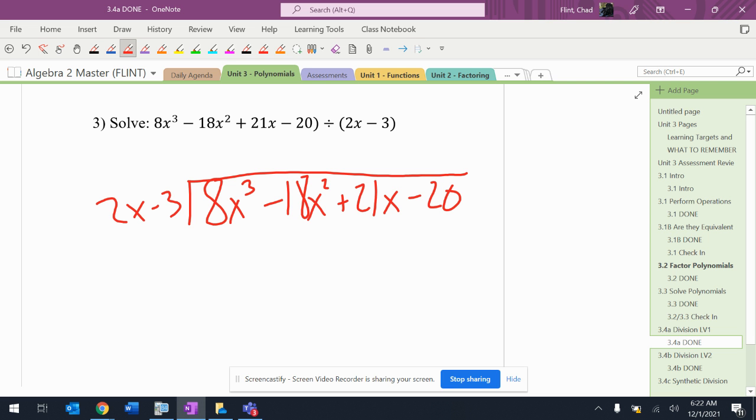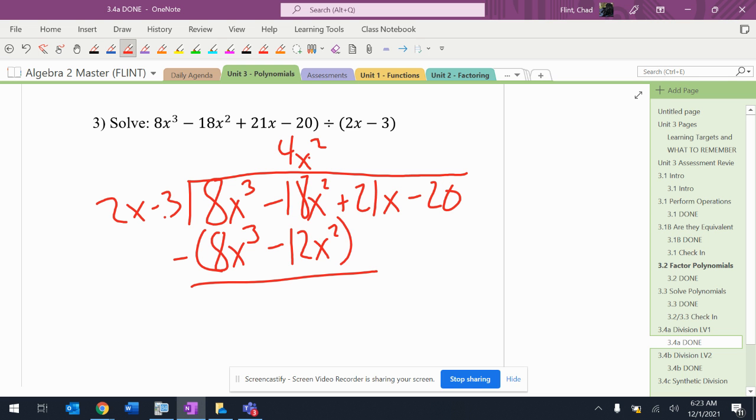How do I get an 8x to the third when I multiply something by 2x? 4x squared. 4x squared times 2x is 8x to the third. 4x squared times negative 3 is negative 12x squared. Do some subtractions. 8 minus 8 is 0. Gone. Good. That's what I want to happen. Negative 18x squared minus 12x squared is negative 6x squared. Bring down the next term.